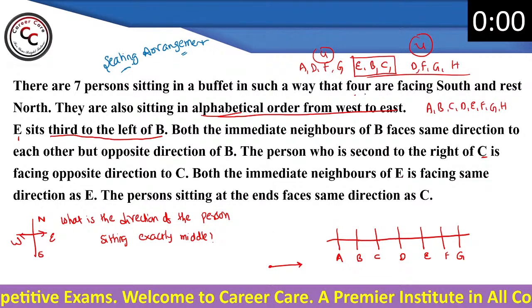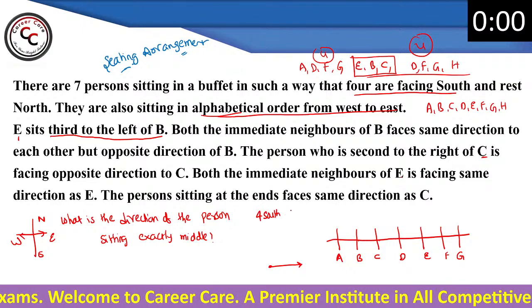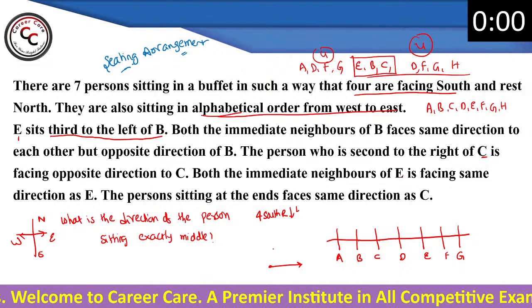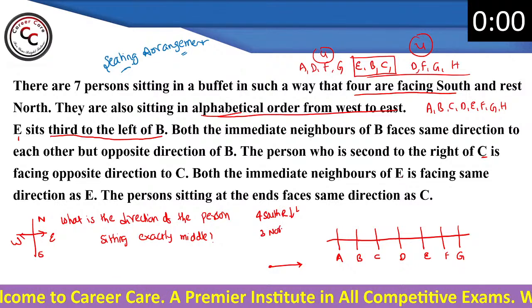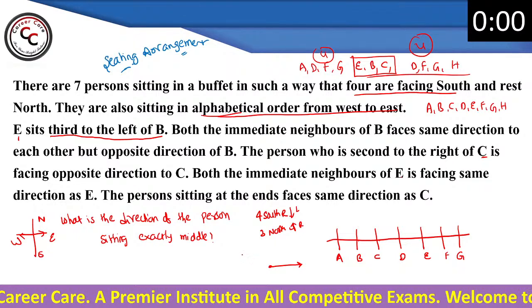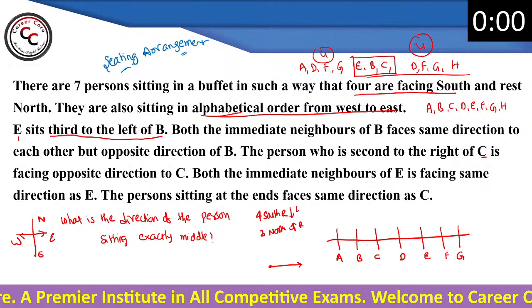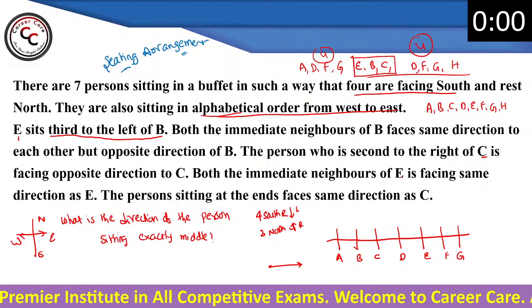Here he has already given that 4 are facing south. If 4 are facing south, this is left, this is right. So 3 are facing north, this is left and this is right. Simple. E sits third left of B. So B 1, 2, 3. If this is towards the left side, B should face south. Simple.